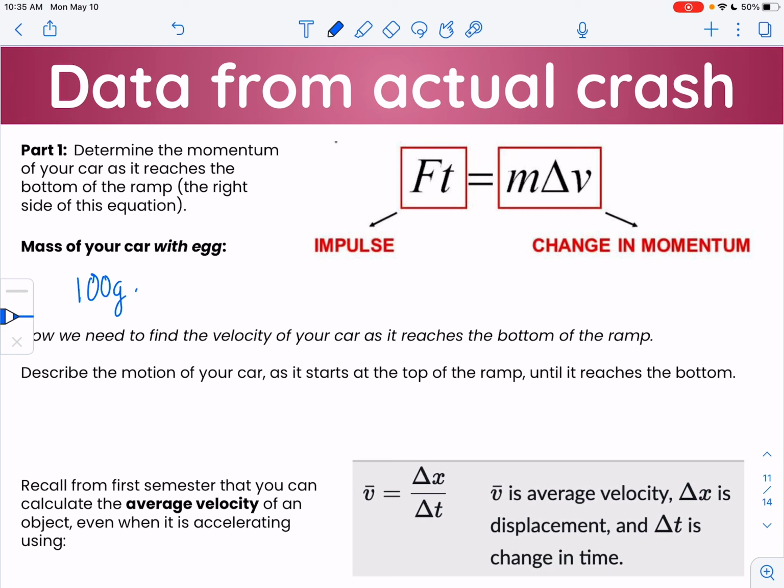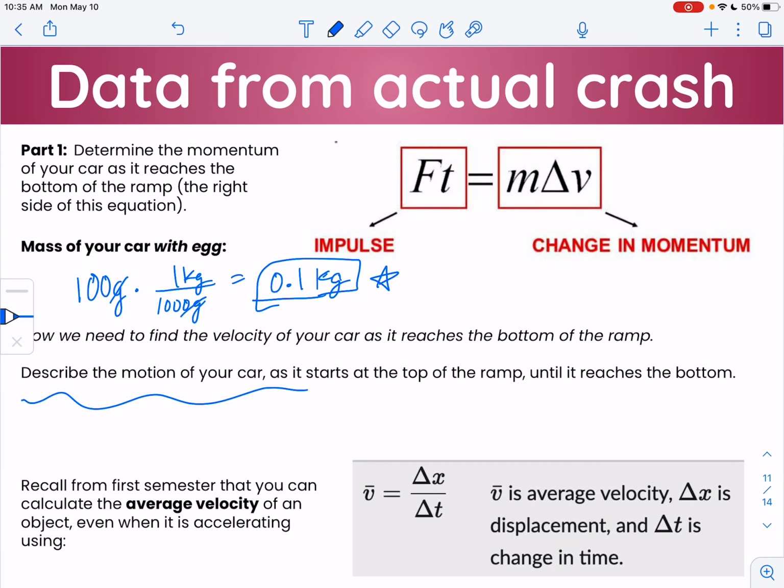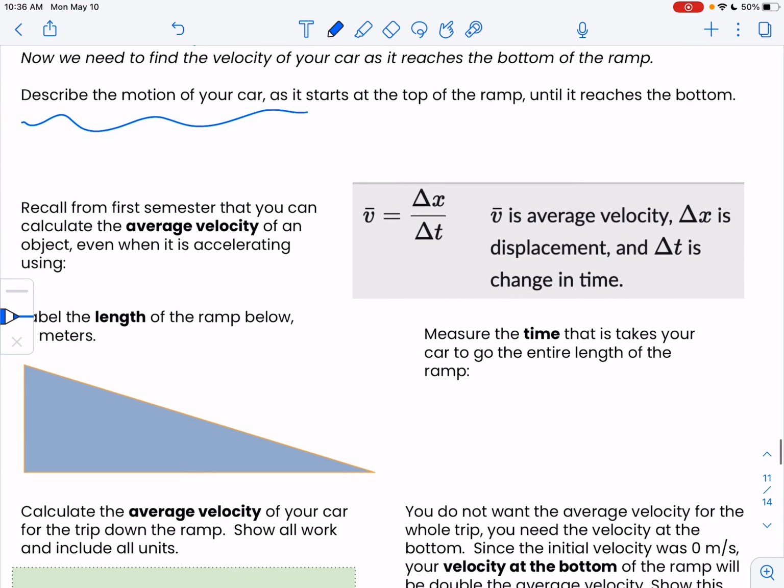You need to make sure that you change that into kilograms. There are 1,000 grams in 1 kilogram, so you need to have this in kilograms, whatever your mass is. Make sure that gets into kilograms. You can describe the motion of the car. I think you can do that yourself.